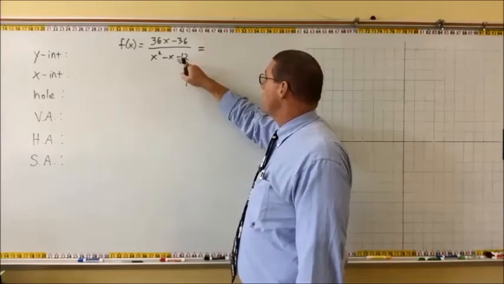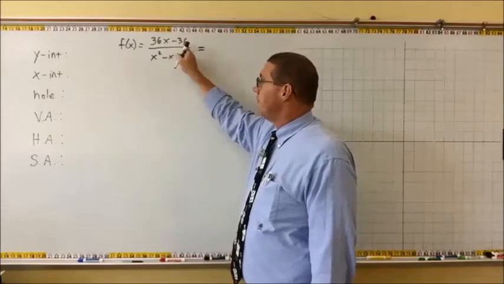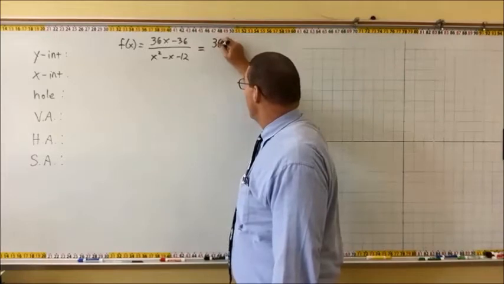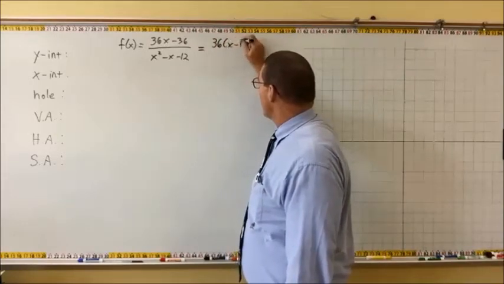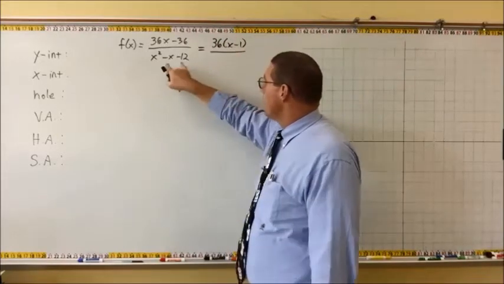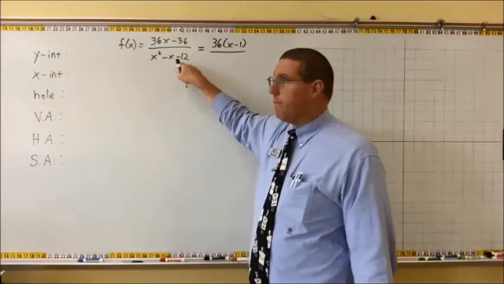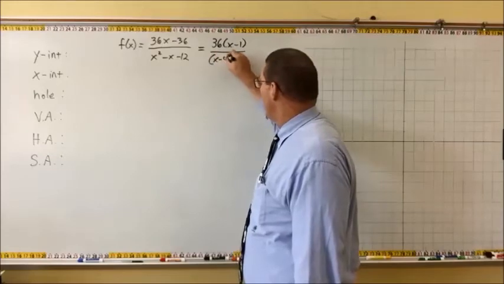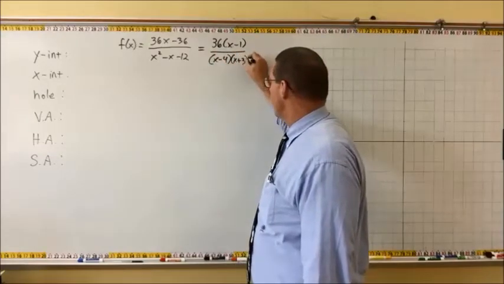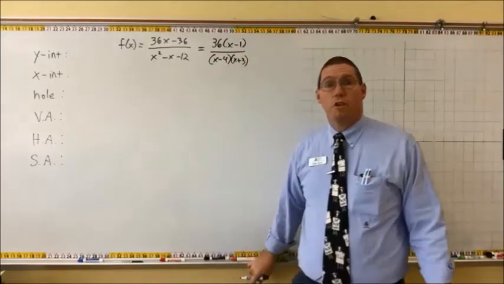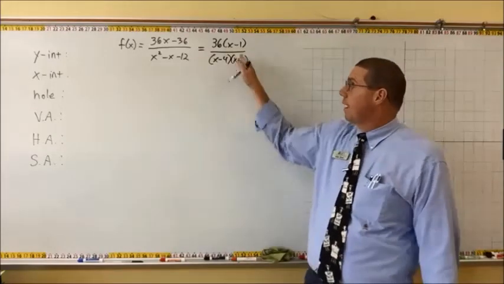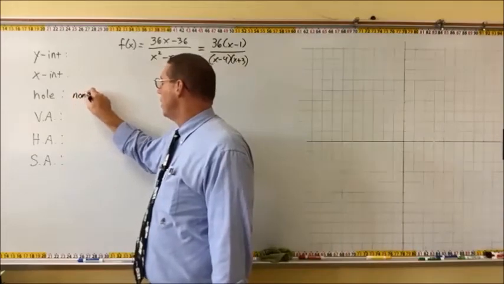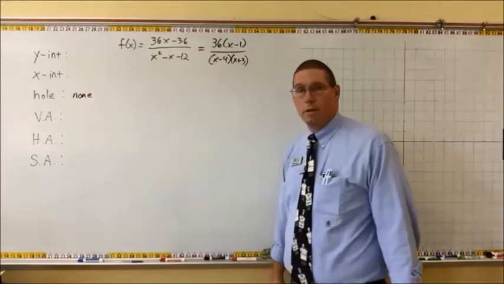Now here, this numerator has a common factor in it, 36, right? So we're going to factor out a 36, and what that leaves behind is x minus 1 over two numbers that multiply to negative 12 but add up to negative 1: x minus 4 and x plus 3. Now in this case you can see that there is no hole because we don't have any matching factors in the numerator and the denominator. So over here at hole we can say none. There aren't any holes at all in this function.